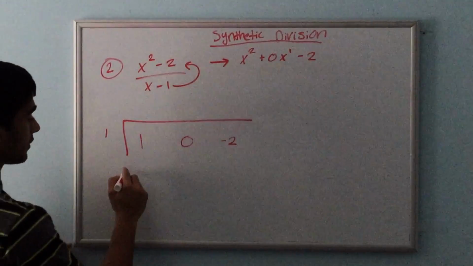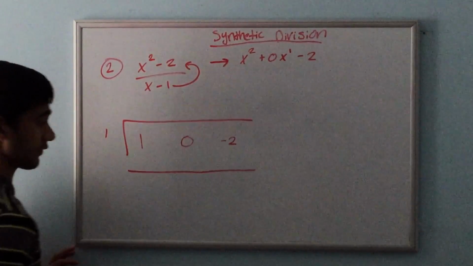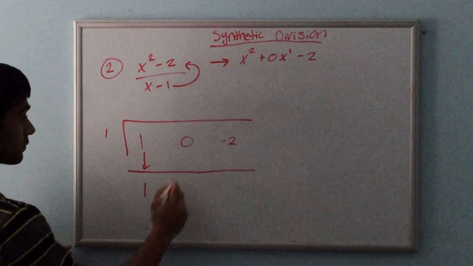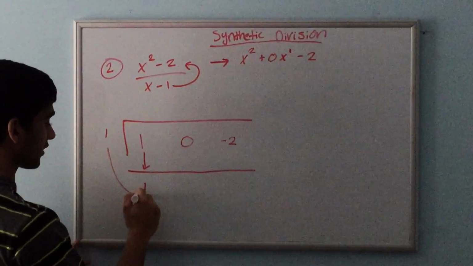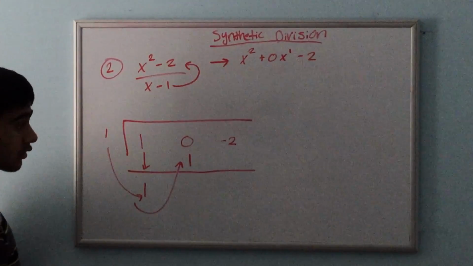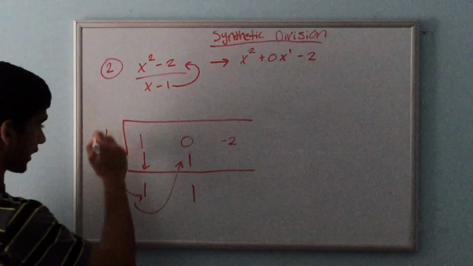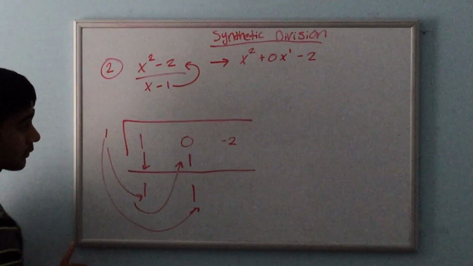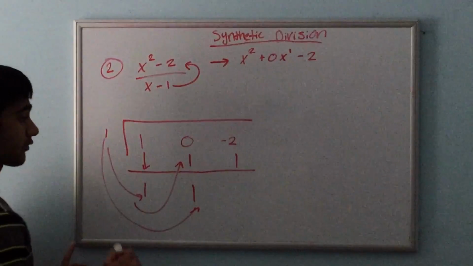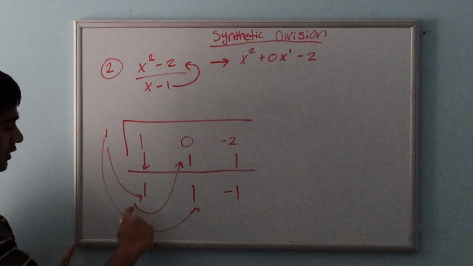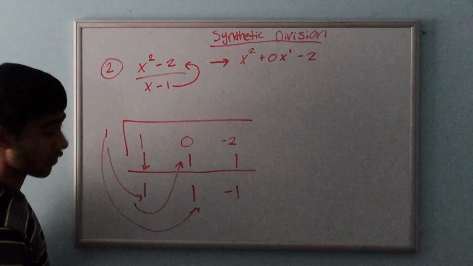So then we can begin our synthetic division. Remember, first term, all you do is bring it down, multiply this, bring that over there, that's a 1. Remember, add down the columns, 0 plus 1 is 1. Again, multiply. 1 times 1 is 1, bring it over here. Negative 2 plus 1 is negative 1. Remember, these are the coefficients of our answer.